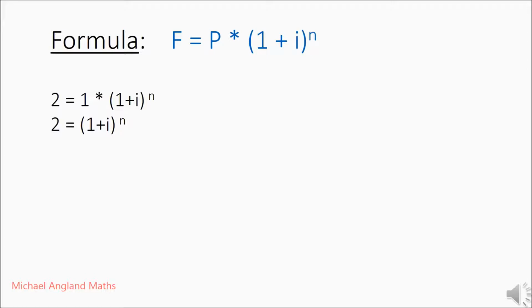So looking at our formula, we've substituted on the left-hand side 2 for F, and on the right-hand side, at the front, 1 for P. And if we step down to the next line, multiplying anything by 1, we can simply remove it if the coefficient is 1. So we have 2 = (1 + I)^n.